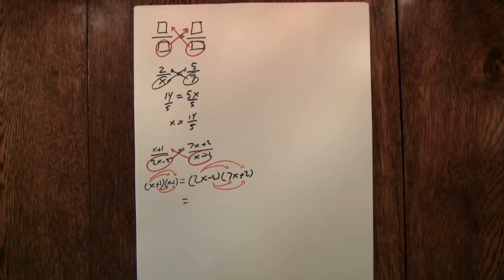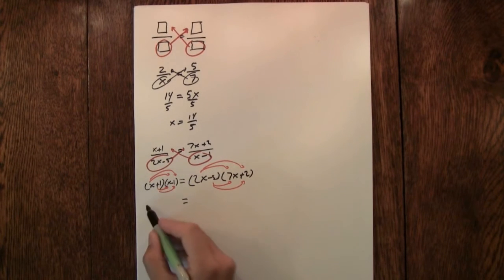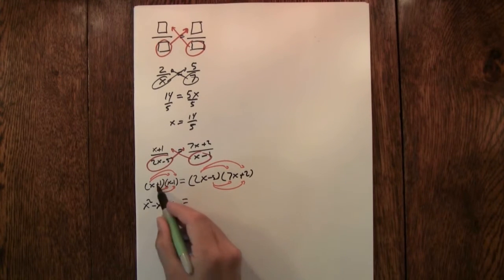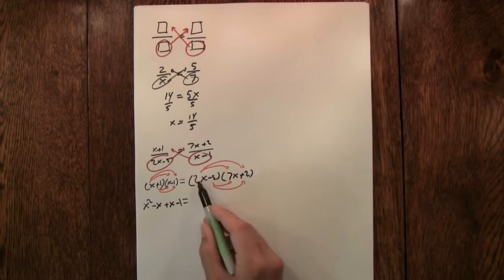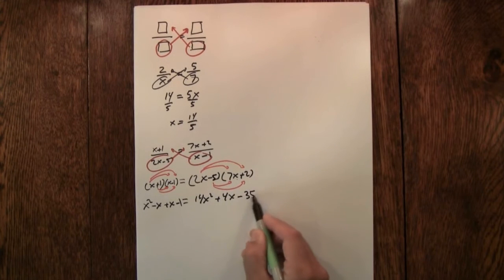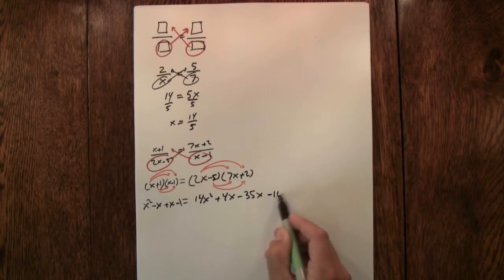Now, if we multiply this out, we're going to get x squared. X times negative 1 is negative x. 1 times x is x. 1 times negative 1 is negative 1. Over here, we do the same thing. This multiplies this, 14x squared. This multiplies this, plus 4x. This multiplies this, minus 35x. This multiplies this, negative 10.